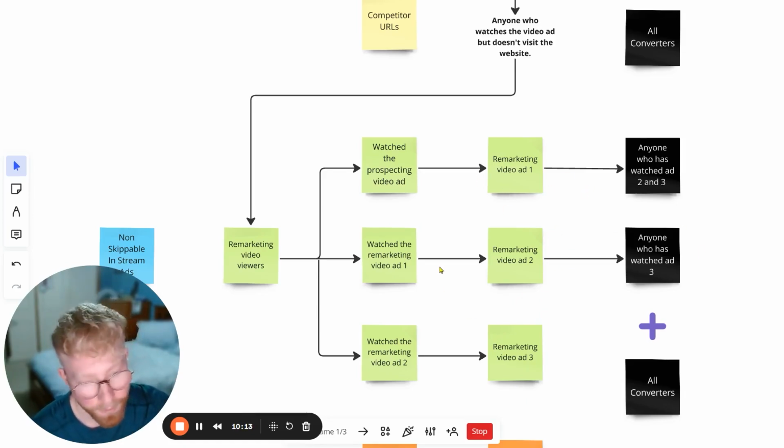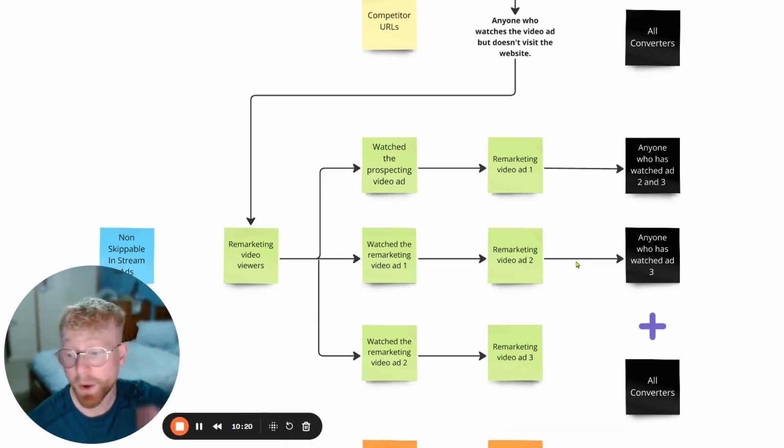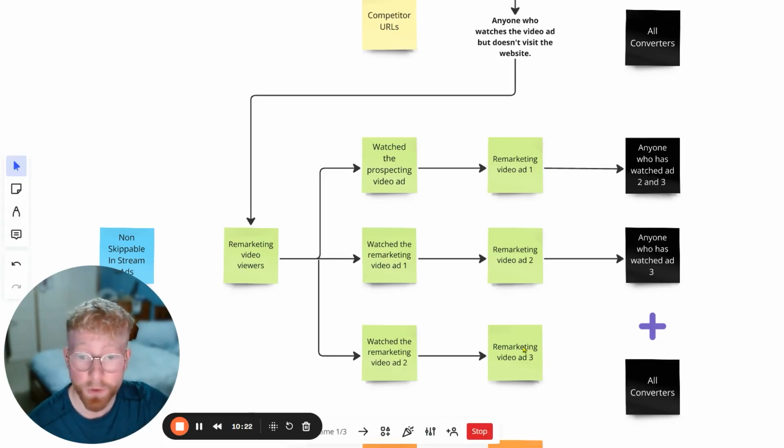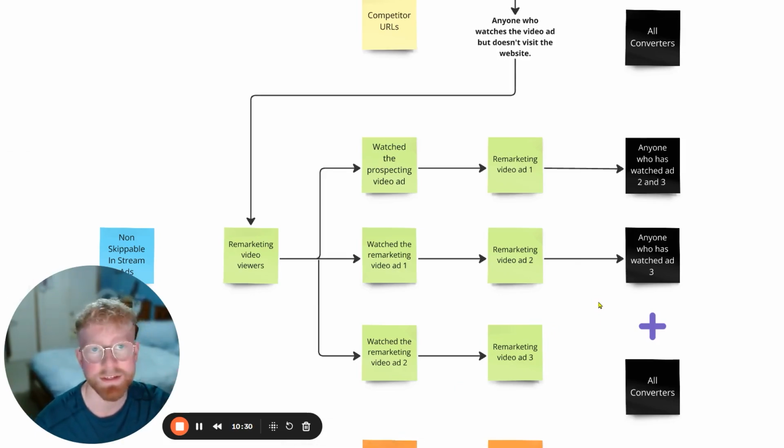And then if they've watched this ad and still haven't visited the website, then they're targeted by one more ad, and this is the third video ad. And after they've watched this video ad, if they still don't click through to the website, then that's it. See you later. They're clearly not interested, and they just go out of the funnel. All right, that's the last chance to get the click.